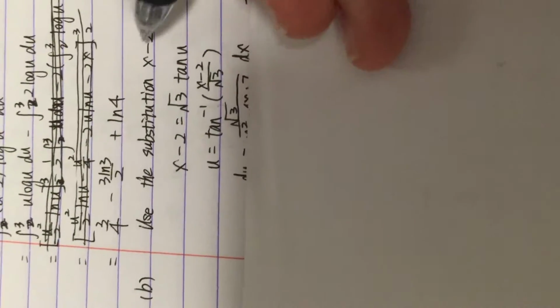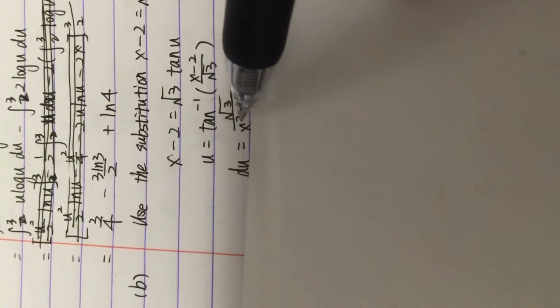Then we do part B. Use the substitution x minus 2 equals square root 3 times tan of u to evaluate the integral. Now we have x minus 2 equals square root 3 tan of u. Then u becomes arctan of x minus 2 on square root of 3. The du becomes square root of 3 on x squared minus 4x plus 7 dx.